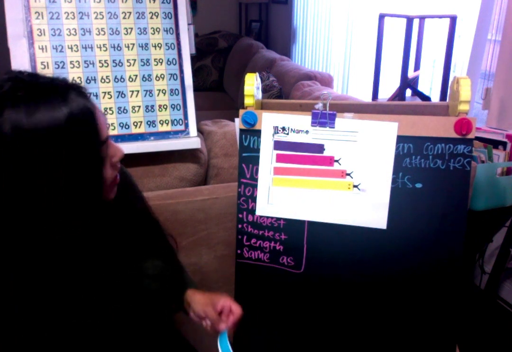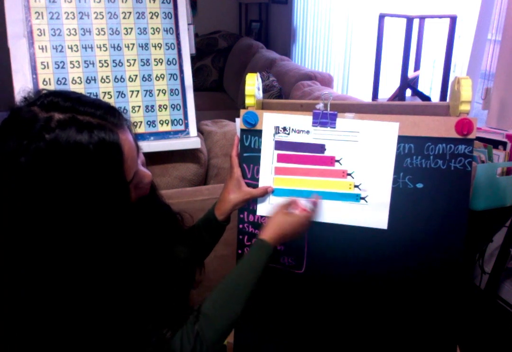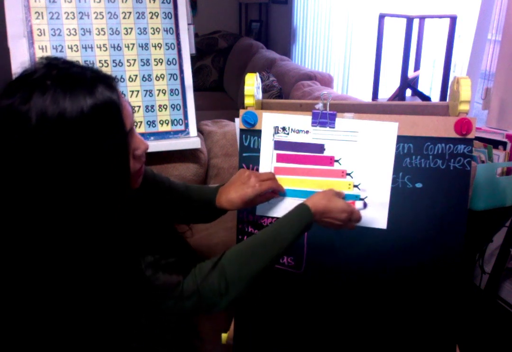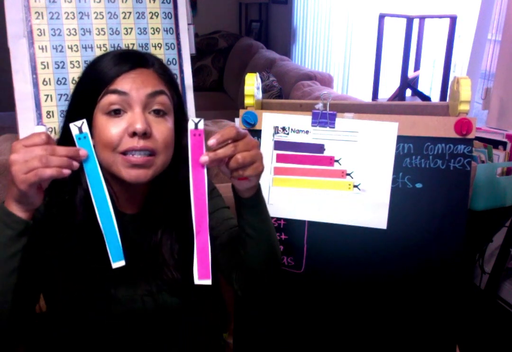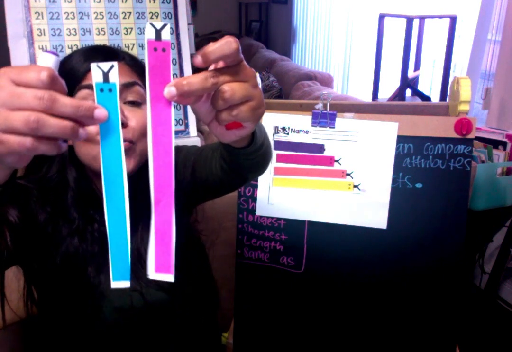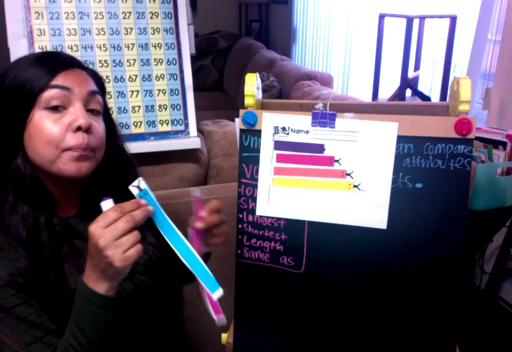Now, we said the blue one is longer than the yellow. Good. So we're going to put the blue one next. But wait a minute, I still have one more. Are we sure it's blue and not pink first? Let's take a look. Ah, yes, the pink one is way longer. The blue one's way shorter, right? So for sure the blue one is next.